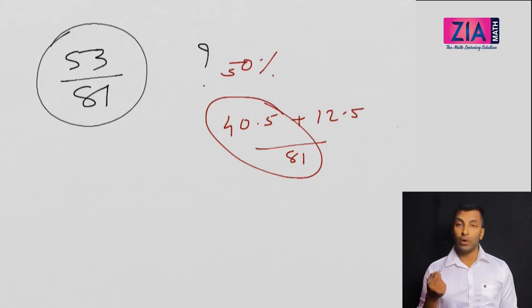So when doing this, you understood that it's actually greater than 50%. Otherwise, anyway, it is more than half, so this is more than 50%. So now you understood that this is more than 50%.